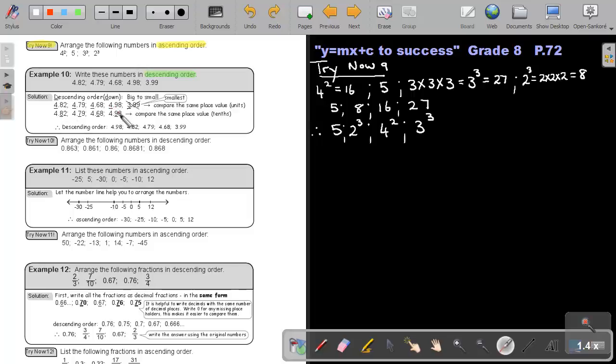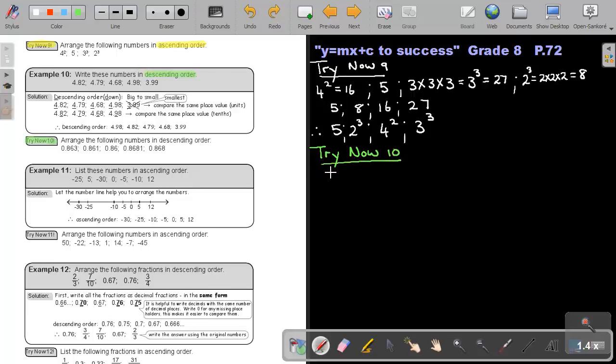So 4.98. Okay, so 4.98. Then will come 4.82, then will be 4.79, then will be 4.68, and then will follow the smallest. Okay, let's look at example 10. First do it, and as soon as you are finished, you can stop the video and you can look at the answer. Try now 10.